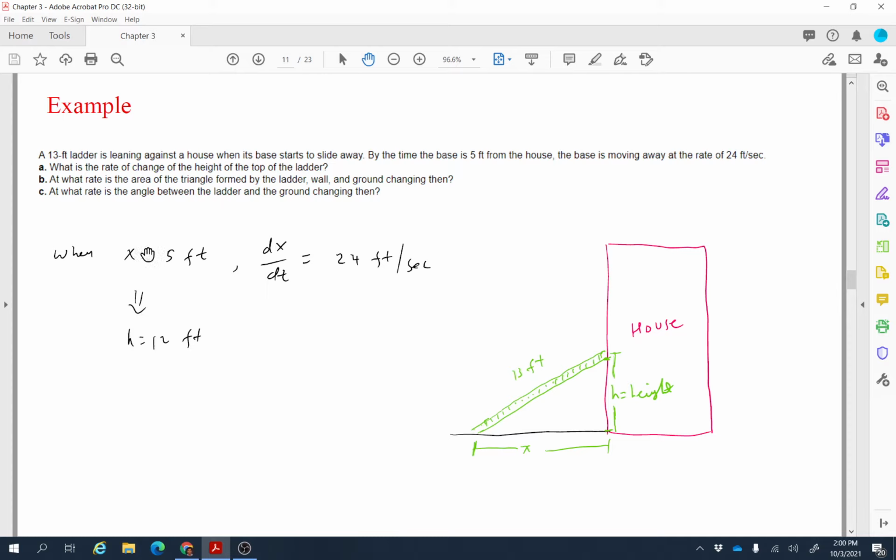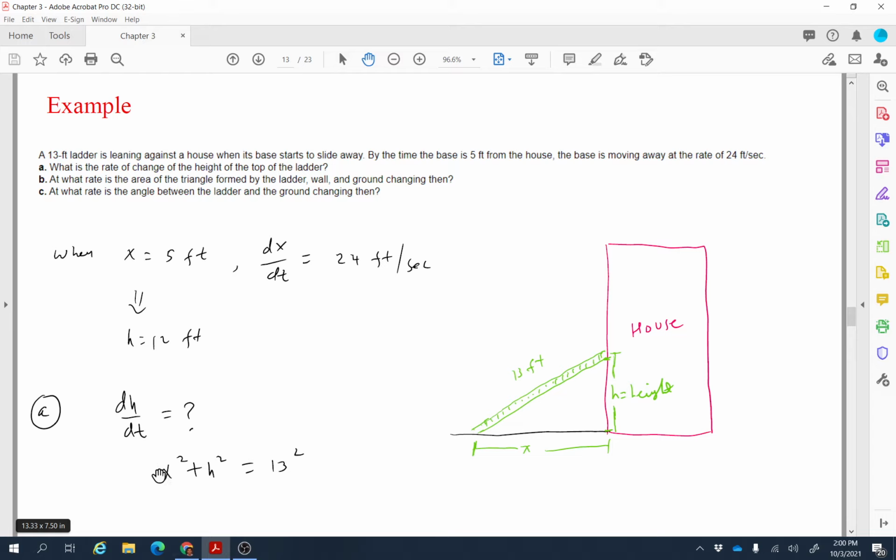We have to use this value later, so that's why we're finding this. So now when x is 5 feet, h is 12 feet, and the rate of change of x is given, which is 24 feet per second. So the first question is, what is the rate of change of the height of the top of the ladder? That means, what is the rate of change of this variable h? To find that information, we need to use this equation where we have a relation between x and h.